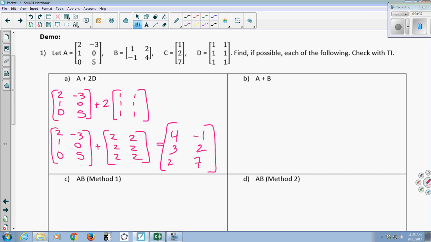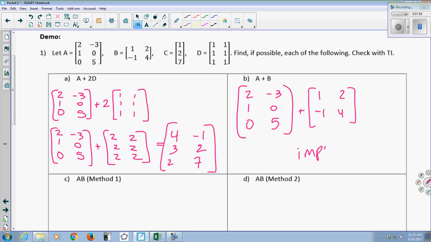All right, if I wanted to add A plus B, 2, 1, 0, negative 3, 0, 5, plus 1, negative 1, 2, 4. Since we define matrix addition to be adding component-wise, they have to be the same dimensions to be able to add them. So this is impossible. You can only add matrices that have the exact same dimensions.